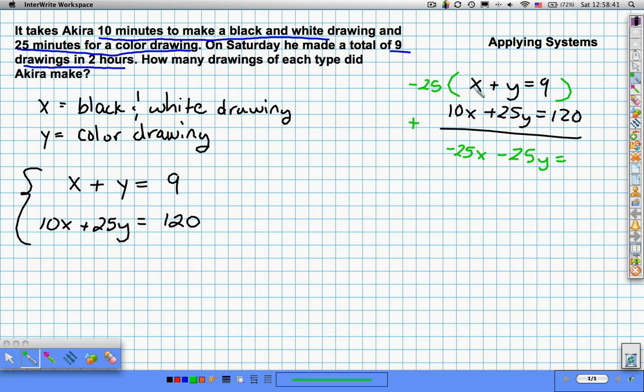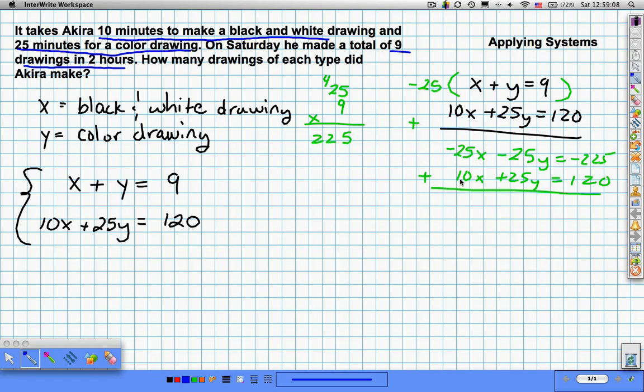And then 25 times 9, if you can't do it in your head, we'll just do it off on the side. 9 times 5 is 45. 9 times 2 is 18 plus 4 is 22. So we get negative 225. So now here's my real addition.